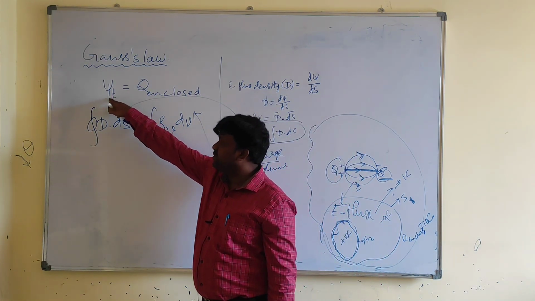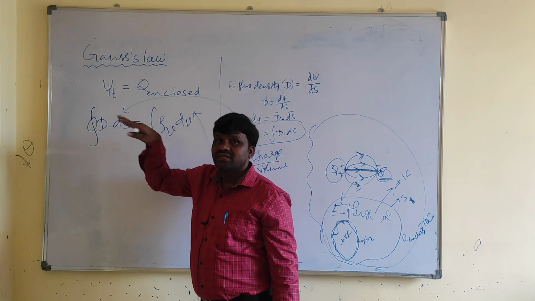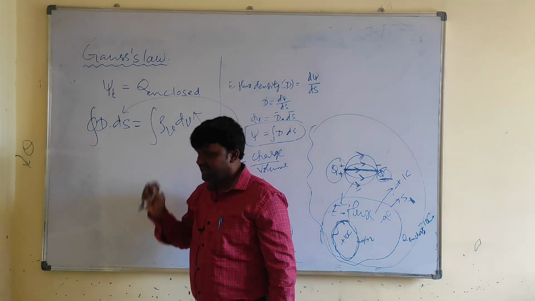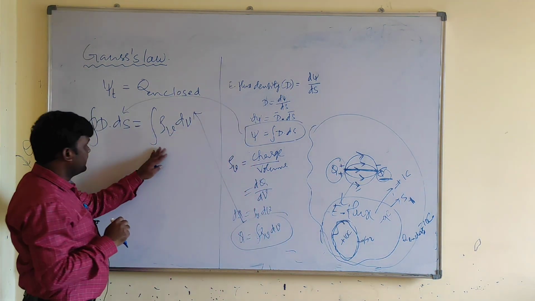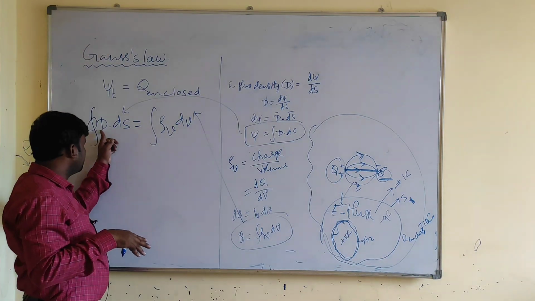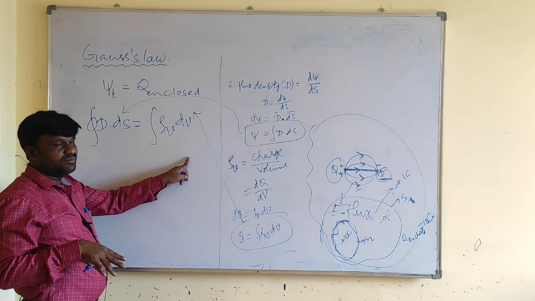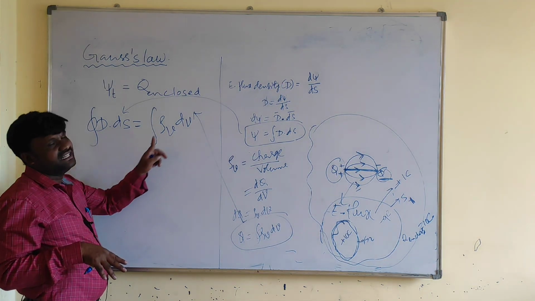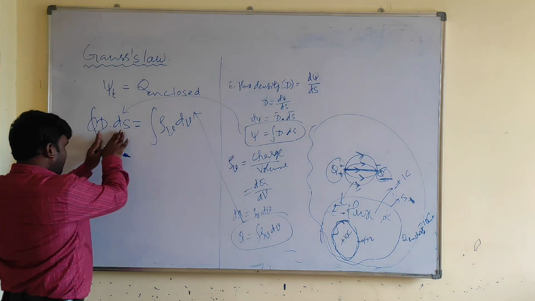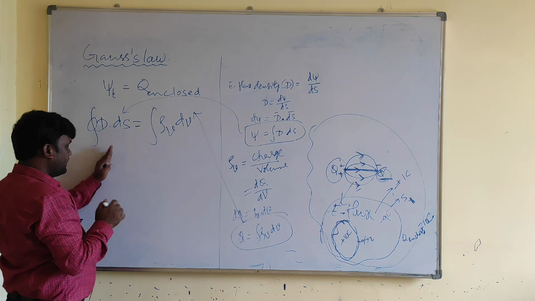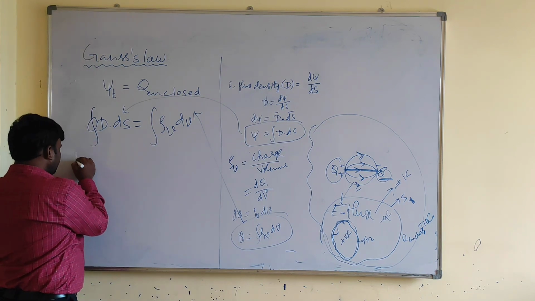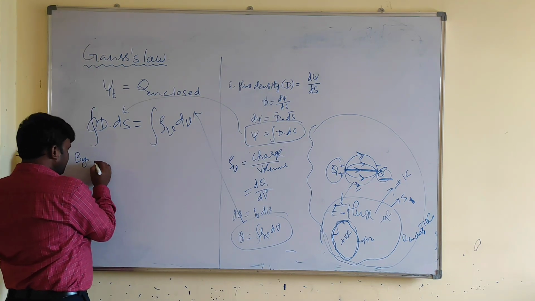Why? It says about what? Total flux through a closed surface. Like this, you have what? Integral D dot ds equal to integral rho v dv. In order to get the relation between this D and rho v, it is in closed surface, it is in volume. To get the relationship between D and rho v, we need to convert this closed surface integral into volume integral by applying divergence theorem, or else Gauss divergence theorem.